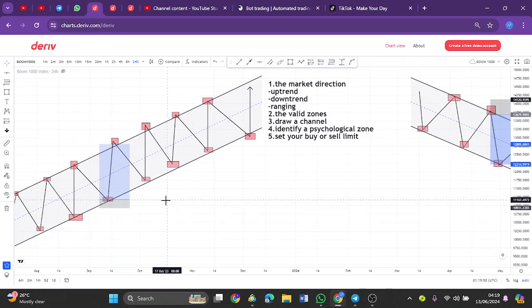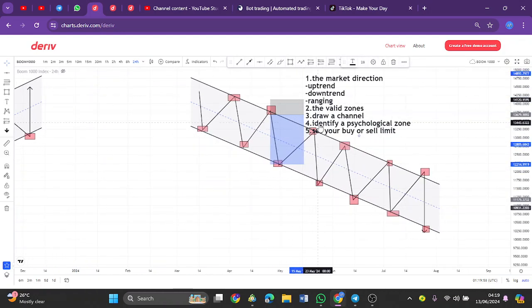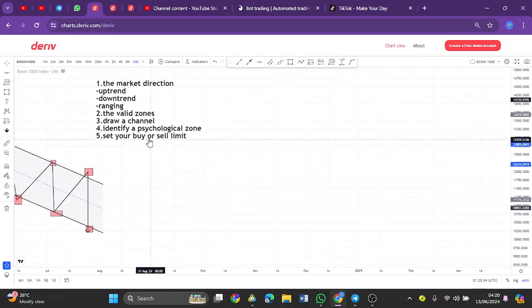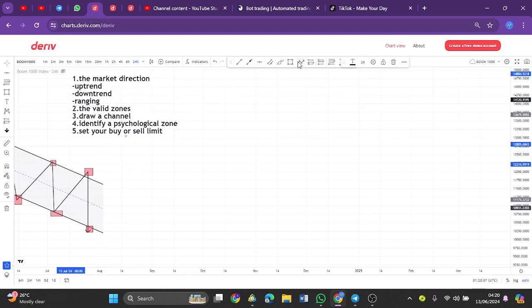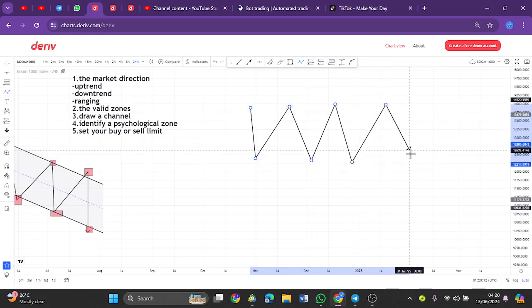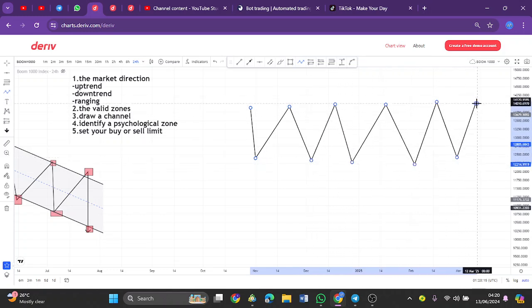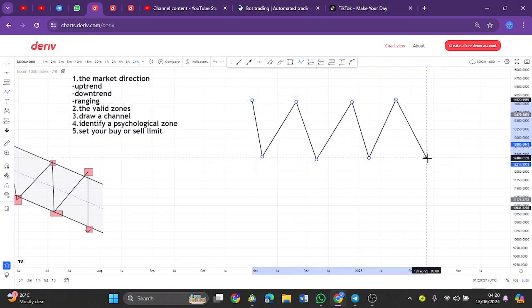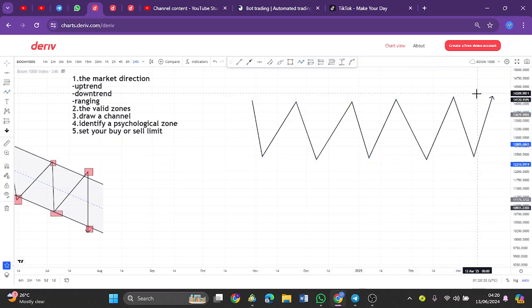This is what you should know. Next we go to a ranging market. How does our ranging market look like? For ranging markets, we know the market will play around with two levels, the support and the resistance. This one is for a ranging market. So that is number one, the market direction. The market is ranging. You open your chart, you say, okay, the market is ranging.